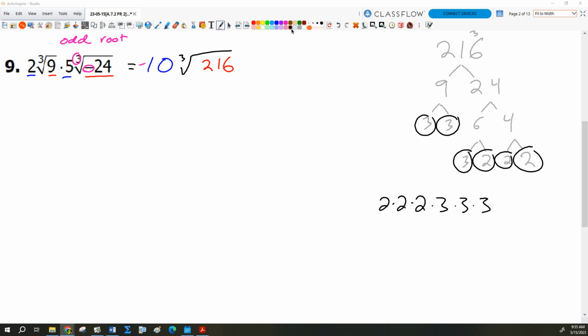Okay, so what do we got here then? Well, it looks to me like we've got a triple 2 and a triple 3 and nothing else, right? So this cube root of negative 216, do I have anything inside? Nothing, right? I don't even need the radical, do I? Everything comes out. Okay, so we just end up getting our negative 10 times 2 times 3 is what? Negative 60?